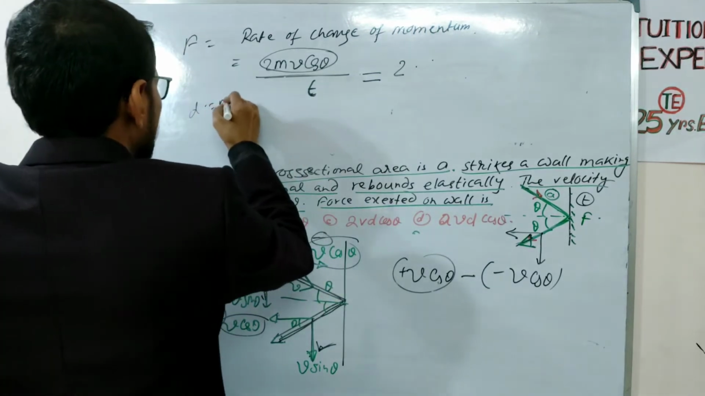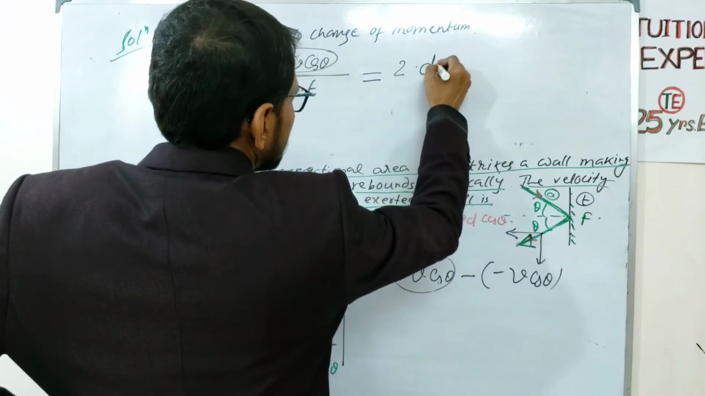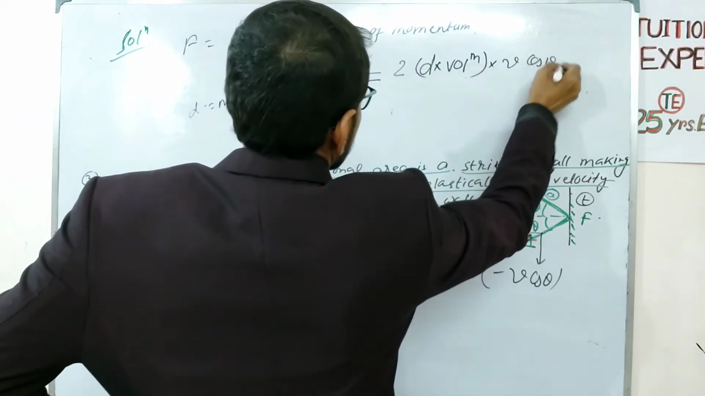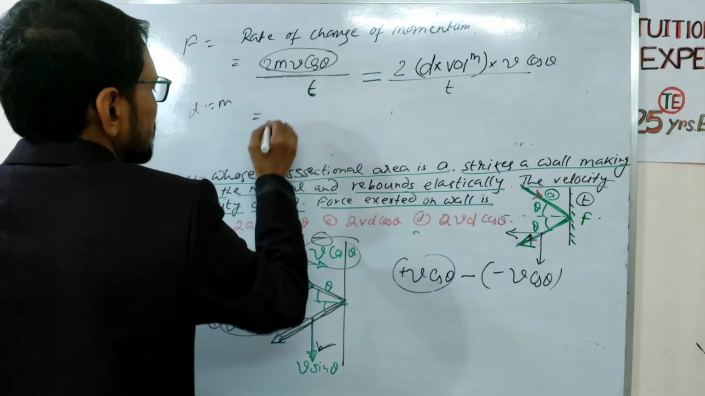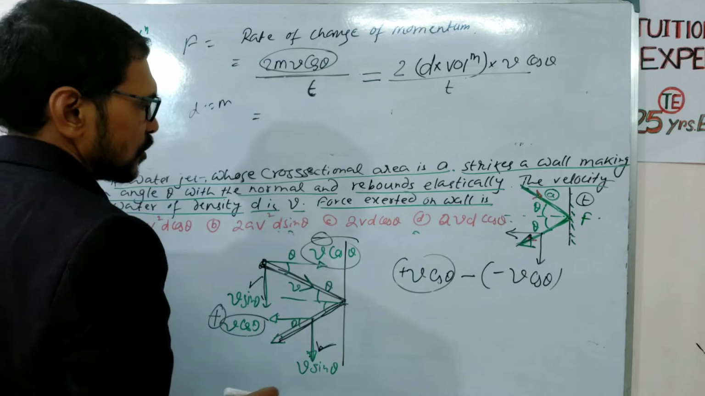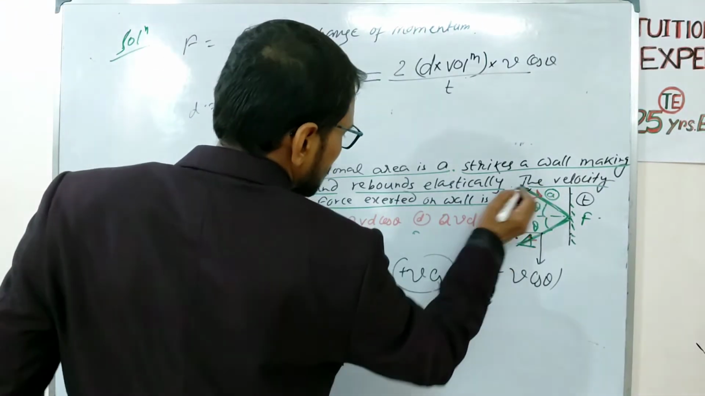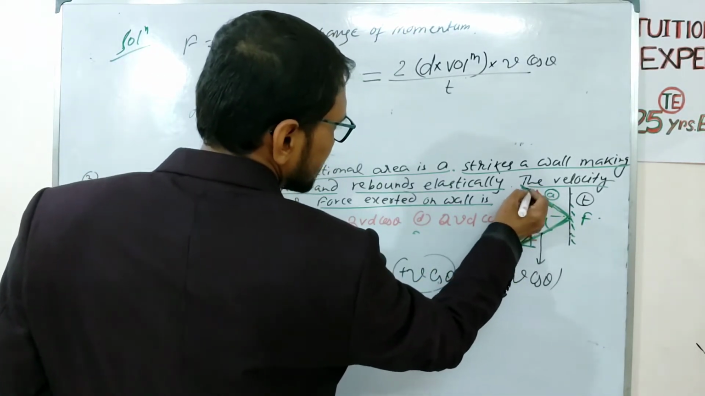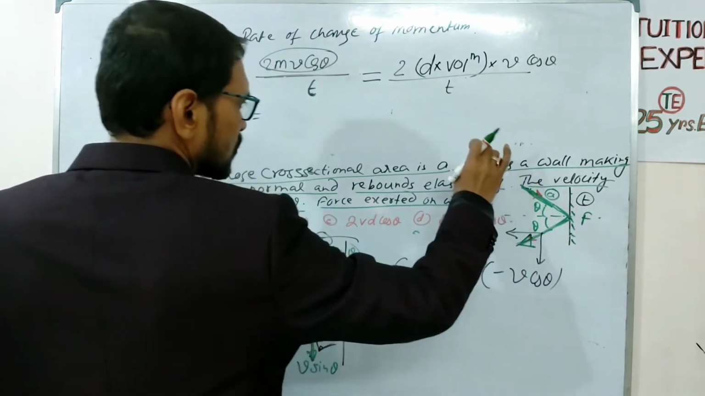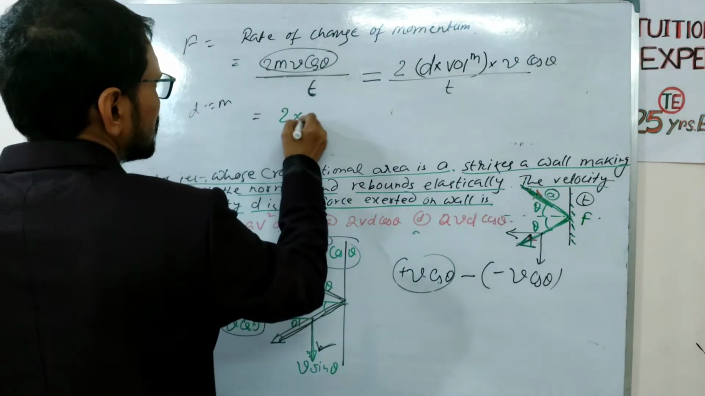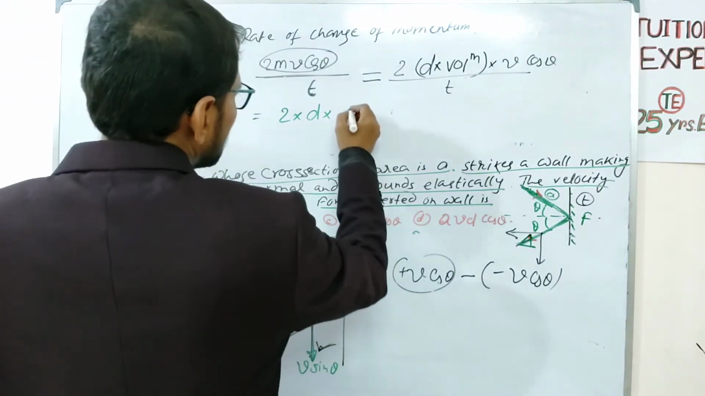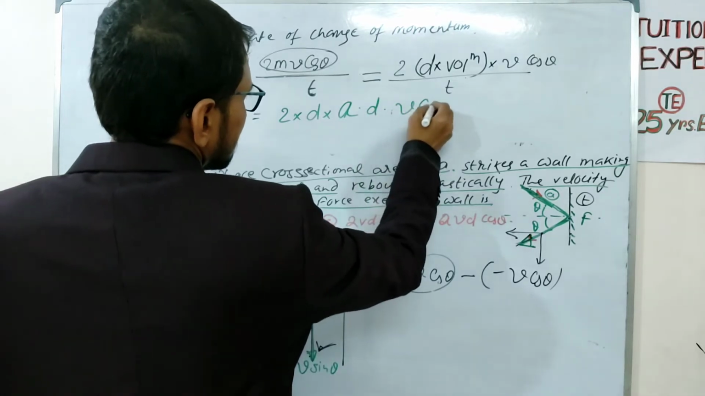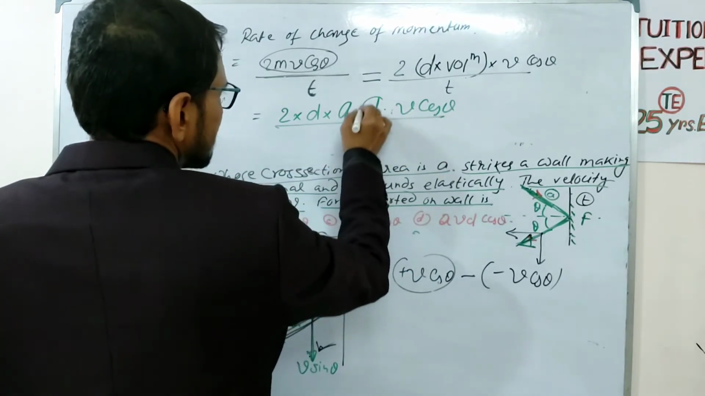Mass equals density into volume, into v cos theta by t. Now what is the volume? Volume occupied by the water jet in t seconds. We know volume equals area into distance. Area is a, into distance.